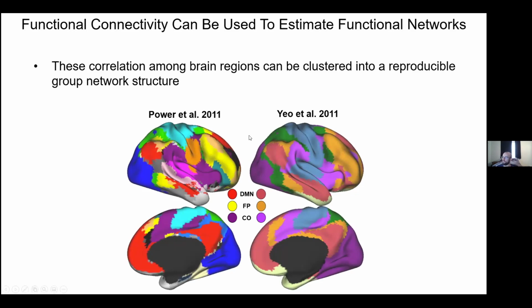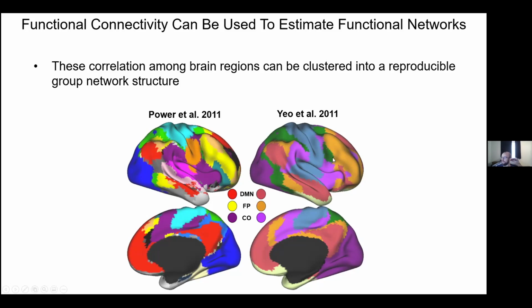Here are two examples that are pretty famous. One from Jonathan Power when he was at WashU St. Louis, another one from Thomas Yeo when he was at Harvard. Even though both of these studies use very different samples of participants and very different methods of actually clustering the different brain areas into networks, you can see that they have very similar spatial topography. You can see here this bright red that Jonathan Power used for the DMN and this kind of pinkish red that Thomas Yeo used.